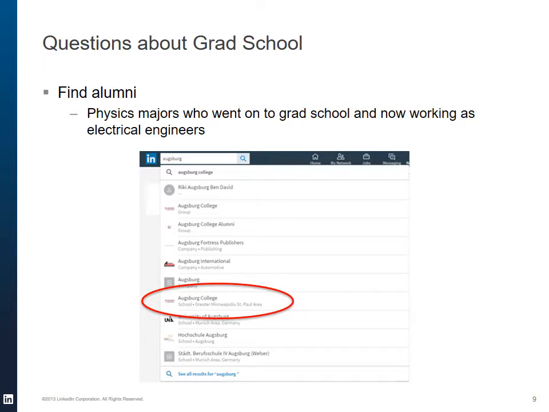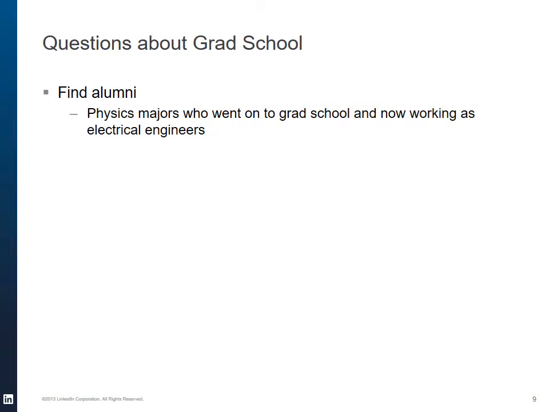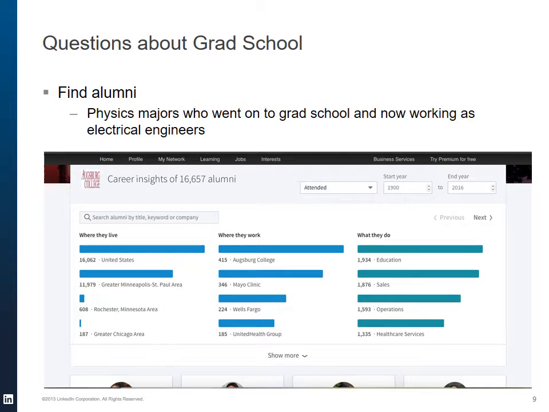And so I actually did a search for Augsburg alumni that were physics majors that went to grad school and that are now working as electrical engineers. And so this is the alumni tool. So each school will have something like this. It'll look very similar. And you can use these little bar charts. You can filter down, you can use keywords. But really what it does is it collects all of the alumni that are using LinkedIn, and you can then sort through and look at their profiles and reach out to them.